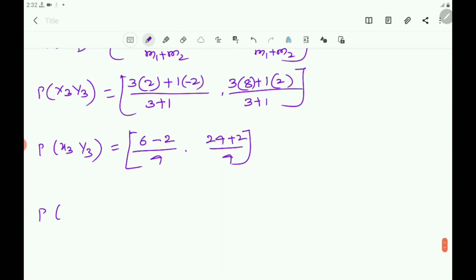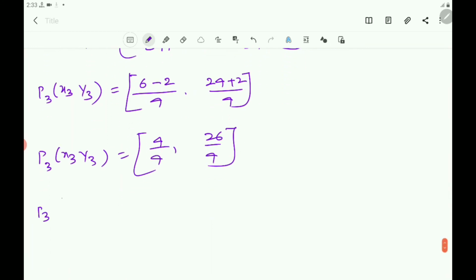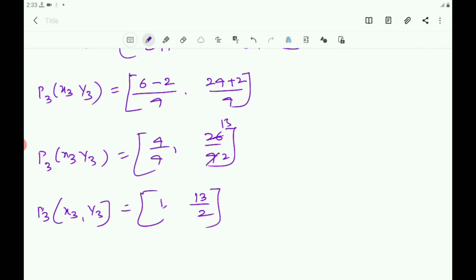Then P of x3, y3, that is the point P3, equals 6 minus 2 is 4, 4 by 4, 24 plus 2 is 26 by 4. Then P3 x3, y3 equals 1, 2 2s are 2, 13 2s are 13, so 13 by 2. So you got the third point P3 with the coordinates 1, 13 by 2.